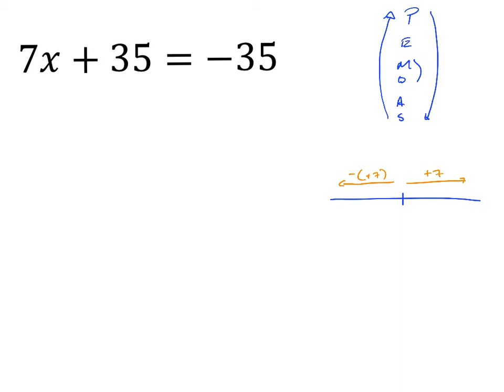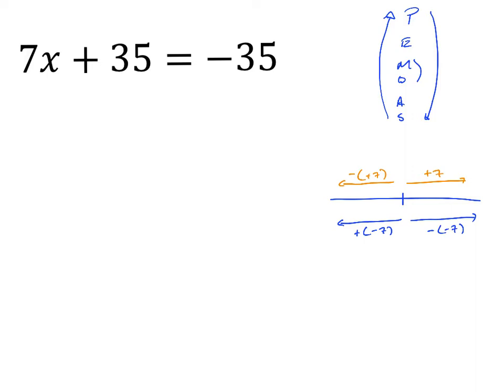And if I am adding a negative 7, I go to the left. And if I'm going to subtract a negative 7, I'm going to go to the right. So it doesn't matter what number I'm starting with, as long as I remember these directions in my order of operations. Okay? So when I look at this first problem, 7x plus 35 equals negative 35.